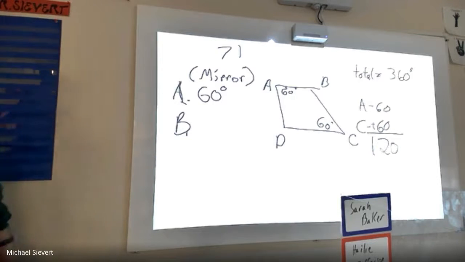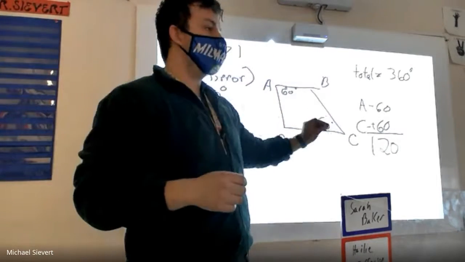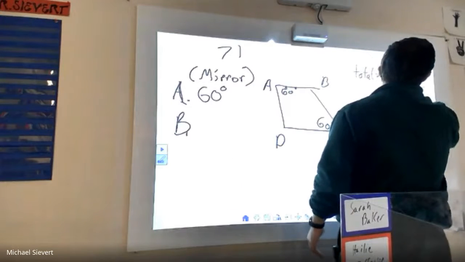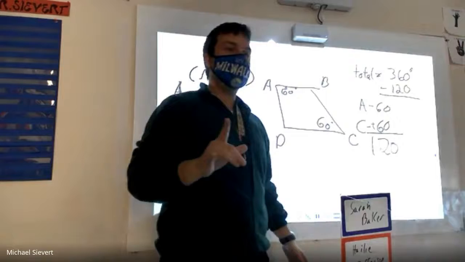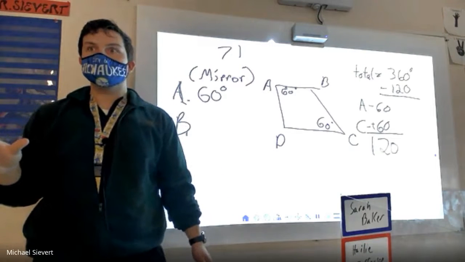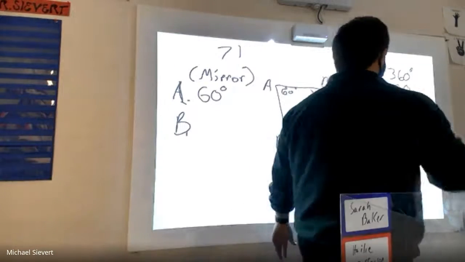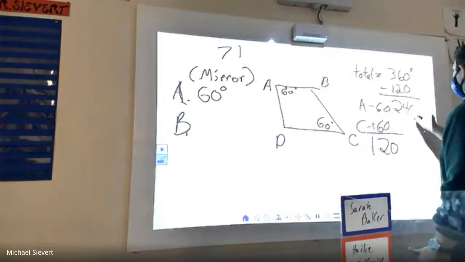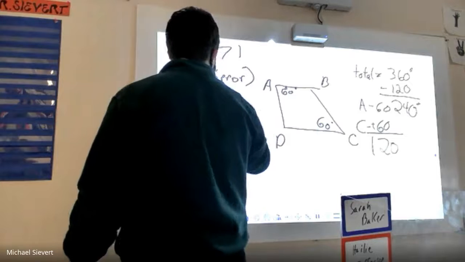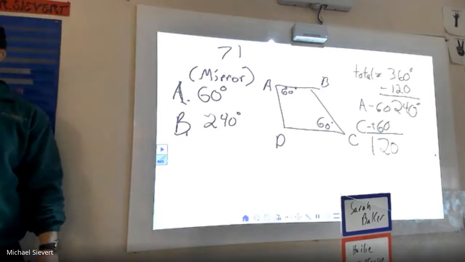Then, like Destiny said, you're going to take the total of these and subtract it from 360. So 360 minus 120. Strong silent hand, I'll give you a couple seconds if you need to. What do you get? Come on, Ted. You get 240. And that would be B, right?